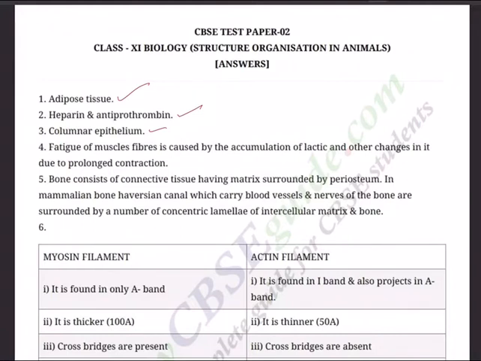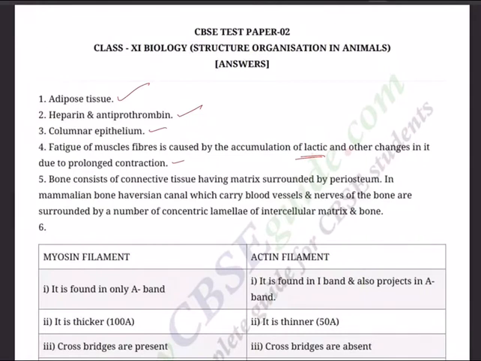Question 3. Columnar epithelium. Our stomach has got a very strong one. Question 4. Fatigue of muscle fibers is caused by accumulation of, as we discussed yesterday, lactic acid and other changes in it due to prolonged contraction.